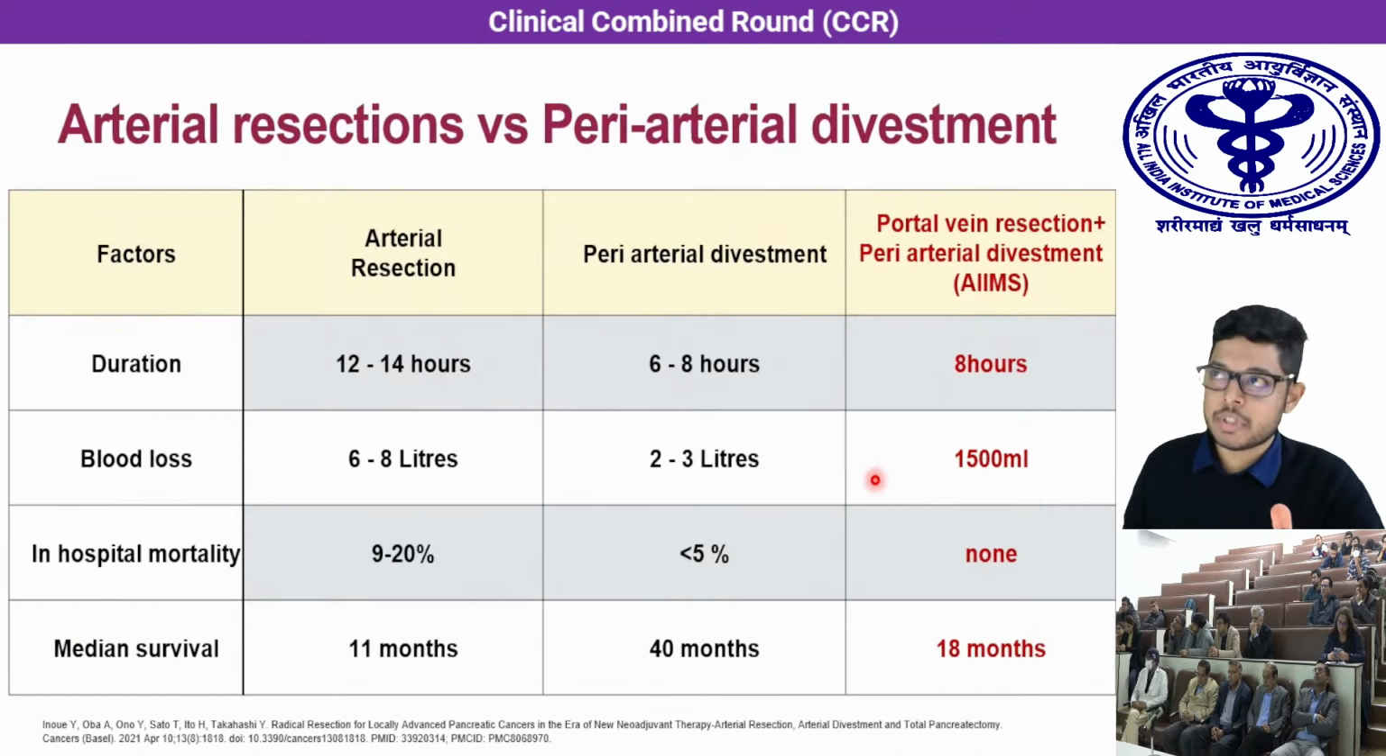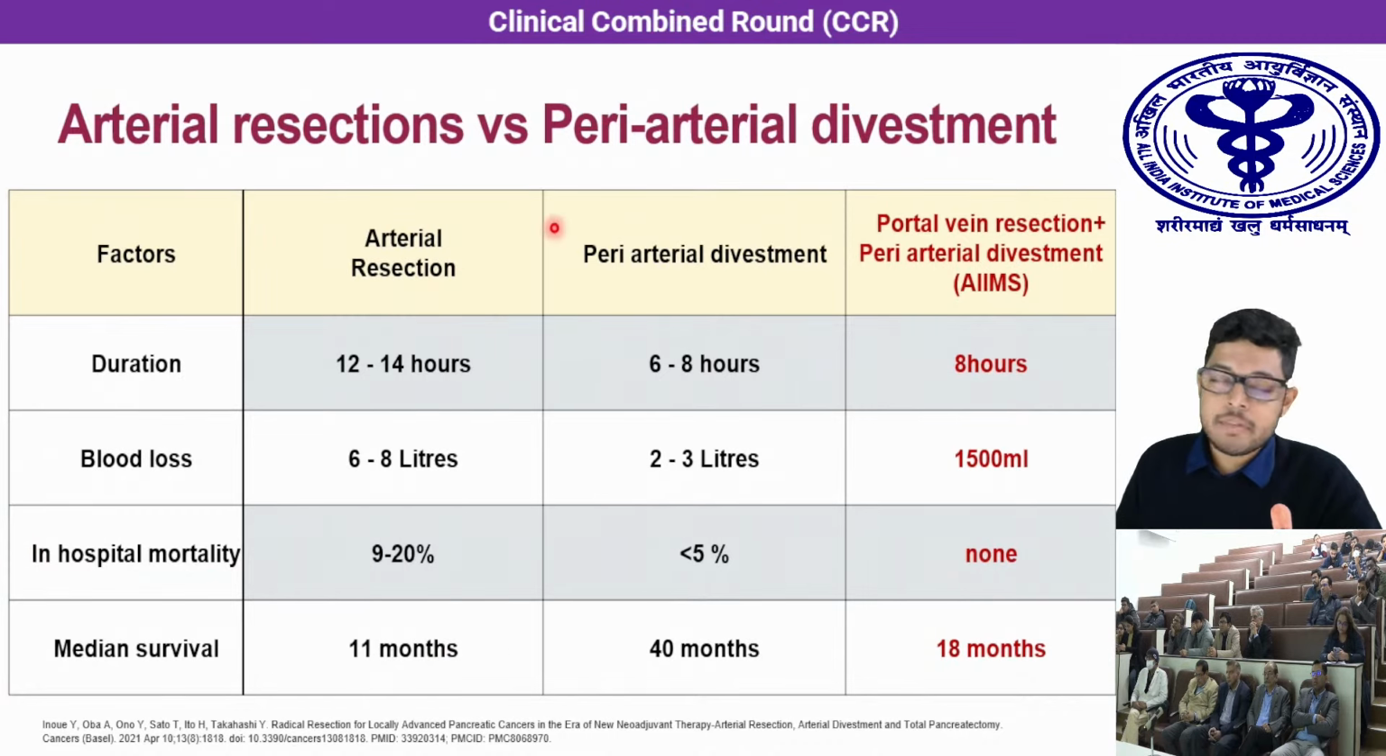So we had an increased operation time, and expected blood loss was also a little bit higher than the usual standard Whipple's procedure. Comparing arterial resection, periarterial divestment, and our procedures, we see arterial resections here. The time duration is very high, almost 12 to 14 hours for a single Whipple's procedure. The blood loss is in the range of 6 to 8 liters, and the in-hospital mortality can be as high as 20%. But the patients ultimately survive only for 11 months.